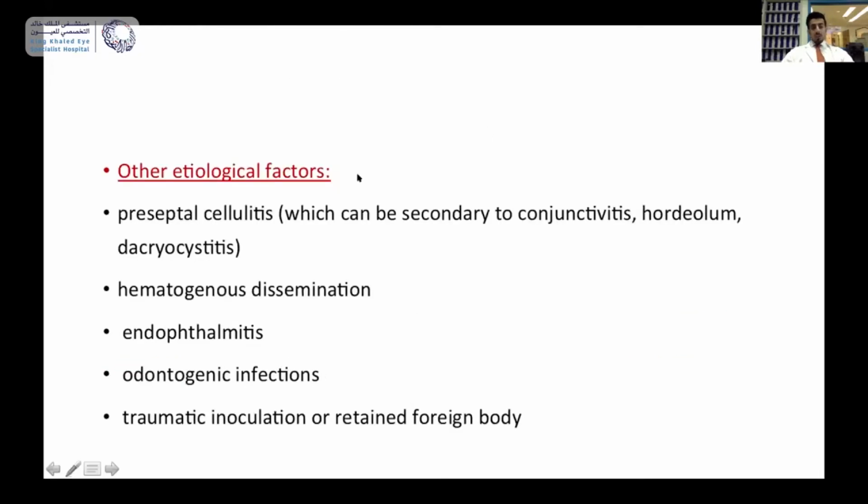Other etiological factors that you have to keep in mind include preseptal cellulitis with extension into the orbit, hematogenous dissemination, endophthalmitis, odontogenic infections, and traumatic inoculation and retained foreign bodies.